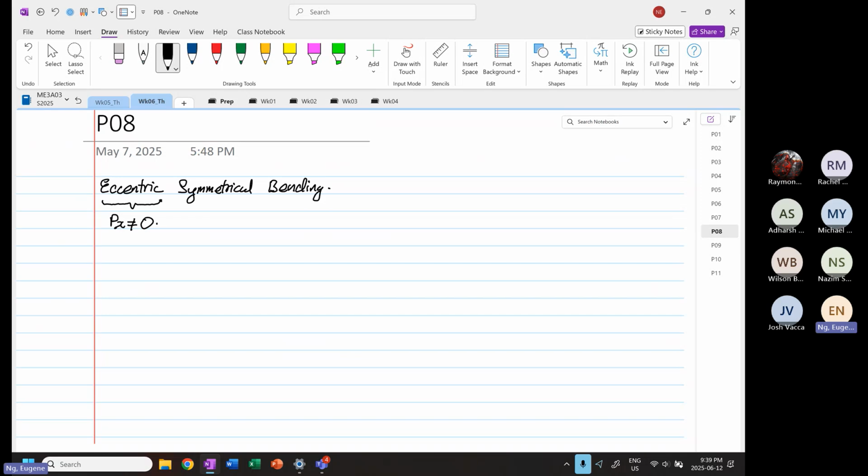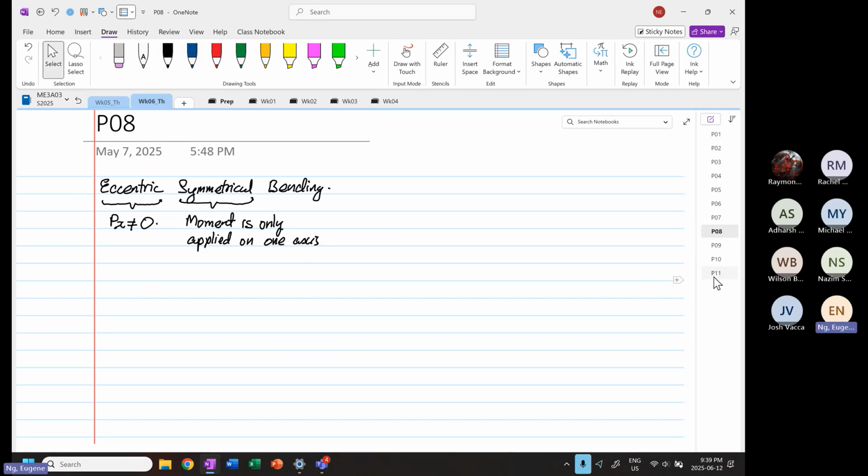Okay, and when the term symmetrical comes in, it means moment is only applied on one axis. Okay, not two axes. Two axes, you will always get unsymmetrical bending.